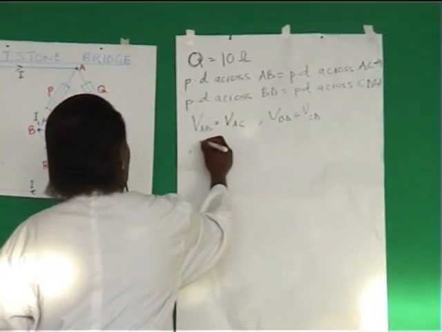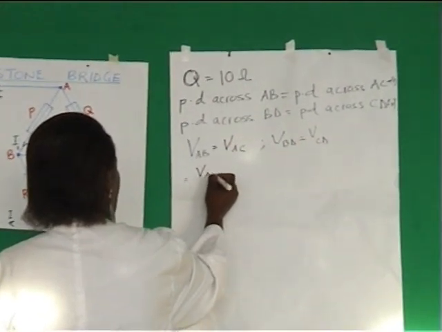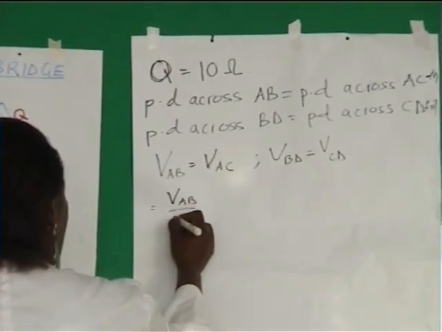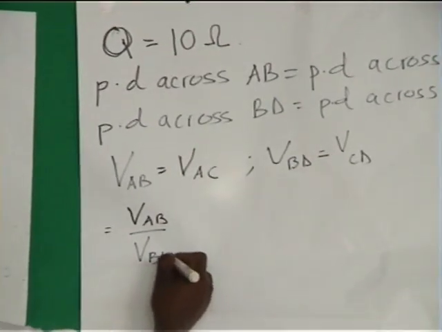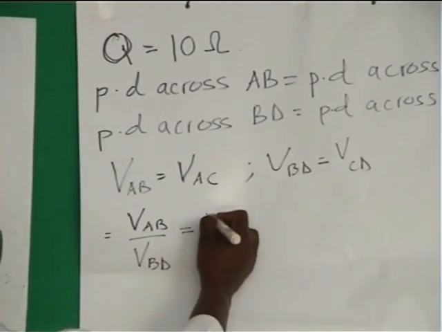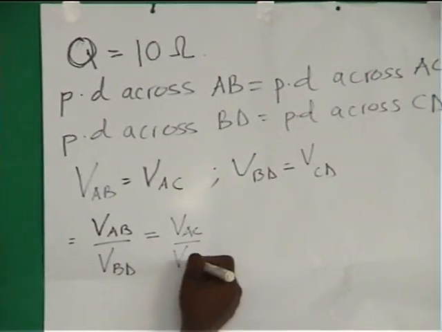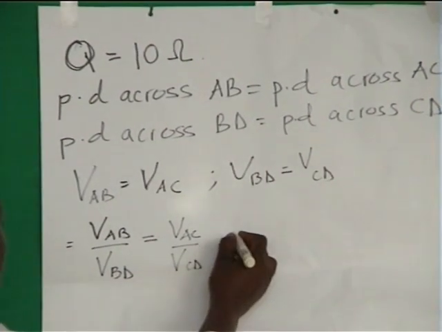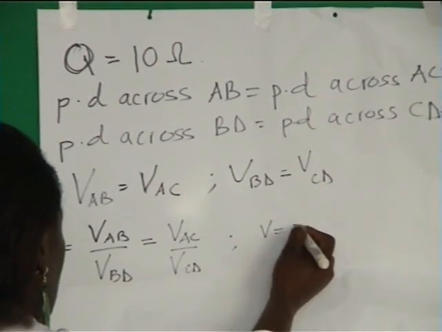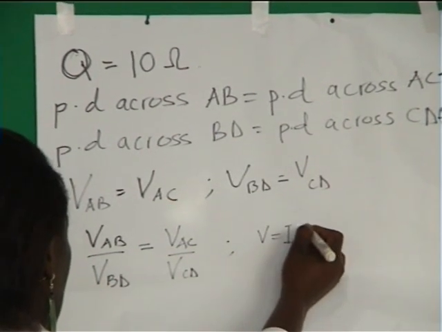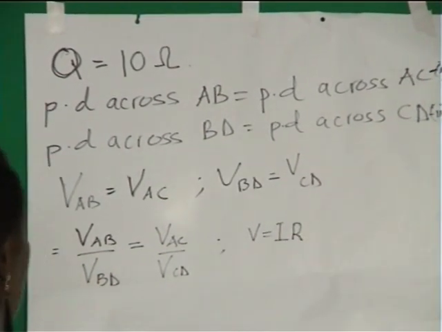Now, VAB over VBD is equal to VAC over VCD, whereby V is equal to current I times resistance R.